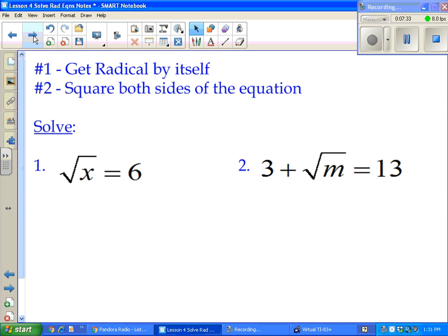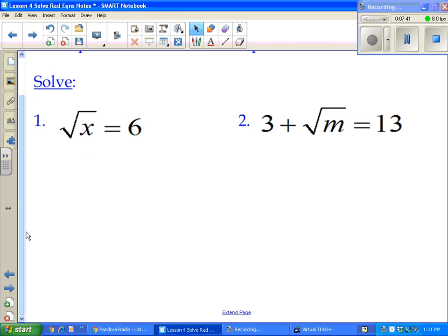Here's our strategy, 2 things. Get the radical by itself, then square both sides of the equation. Some of the first ones you could almost solve just by taking a quick look. I'm basically saying what number could go inside the square root for x, and after you take the square root you get 6. Some people will say, hey, that's 36. And I hope that you do see that it is 36.